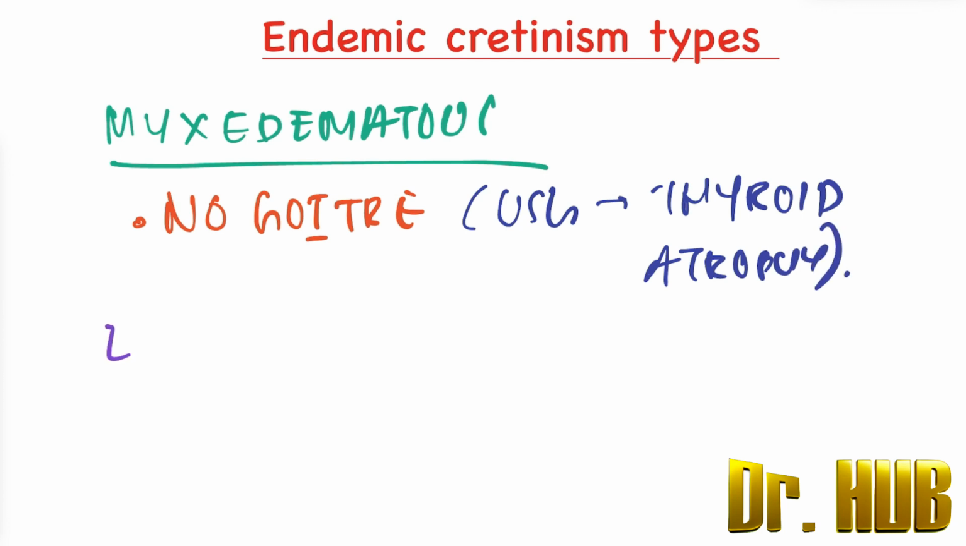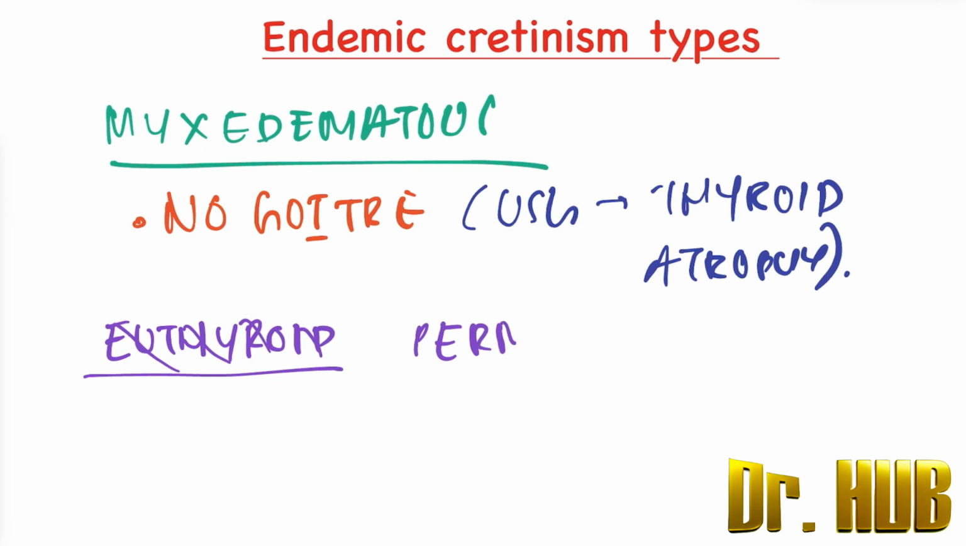Next we look at the thyroid status. In neurological it was euthyroid, whereas here it is permanent hypothyroid. So in the mixed edematous type there is permanent hypothyroidism.